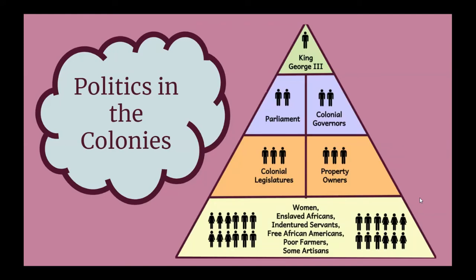Hey everybody, the goal with this video is to talk about politics in the colonies. The chart that you see on this slide shows a pyramid that shows how much power each group of people in the colonies and in England had over the colonies. You'll see in this chart at the very top we have King George III, and then there are some middle sections, and then there's a large section at the bottom. Our goal with this video is to discuss what each group had power over and how they got that power.